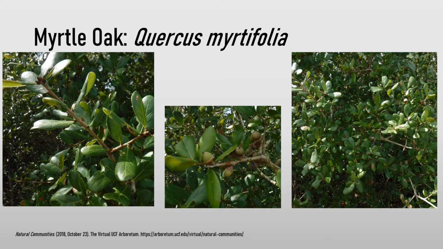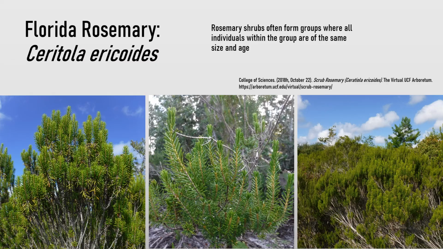Next is another type of oak, the myrtle oak, or Quercus myrtifolia. This is another oak that grows in this ecosystem. The low growth and crooked branches of this tree contribute to the formation of the dense shrub layer. So they all grow very close together and sort of intertwine, making it really dense.